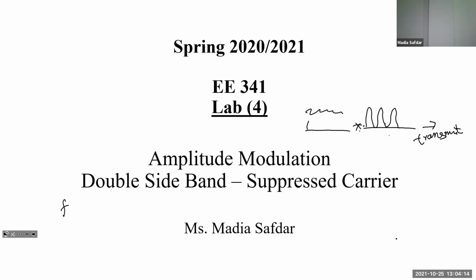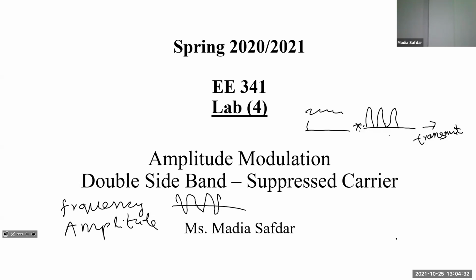One is frequency modulation, and the other is amplitude modulation. What happens in frequency modulation? The frequency of the carrier wave is changed like this, with respect to the message signal. In amplitude modulation, the amplitude of the carrier changes.